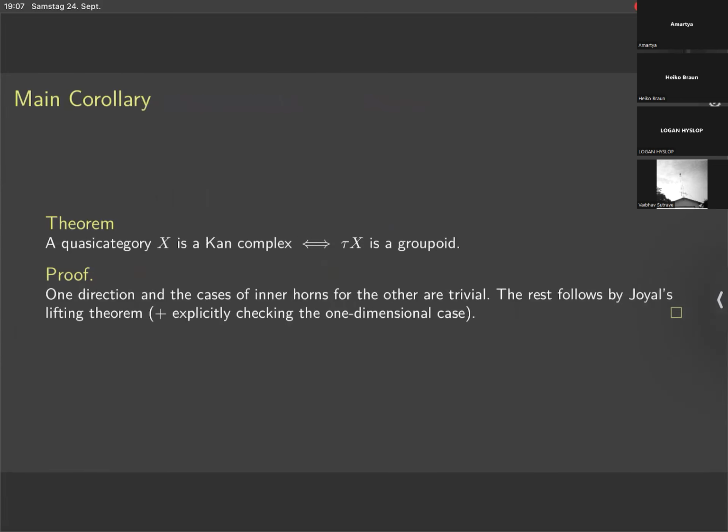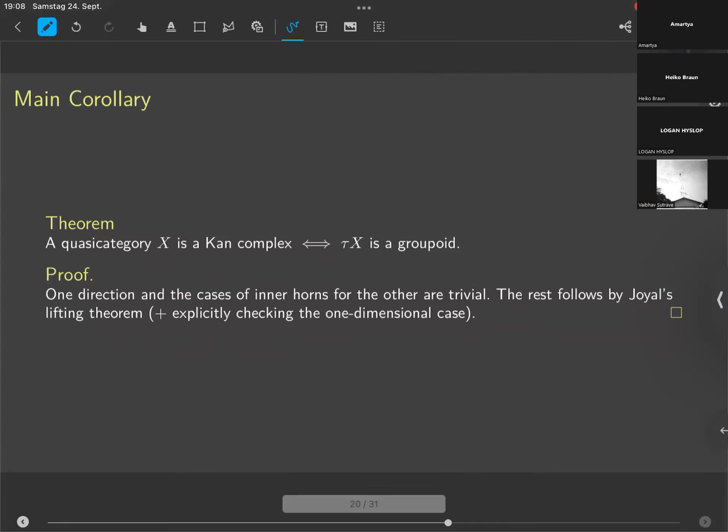What we are doing now is a few corollaries from this statement. Namely, when we have a quasi-category X, then it is a Kan complex if and only if its homotopy category is a groupoid. So tau of X is a groupoid. Tau of X is the homotopy category. Maybe I called it that earlier. Sometimes it's also called H of X. There are different names for this, but whatever. It is just the homotopy category from the second slide or something.